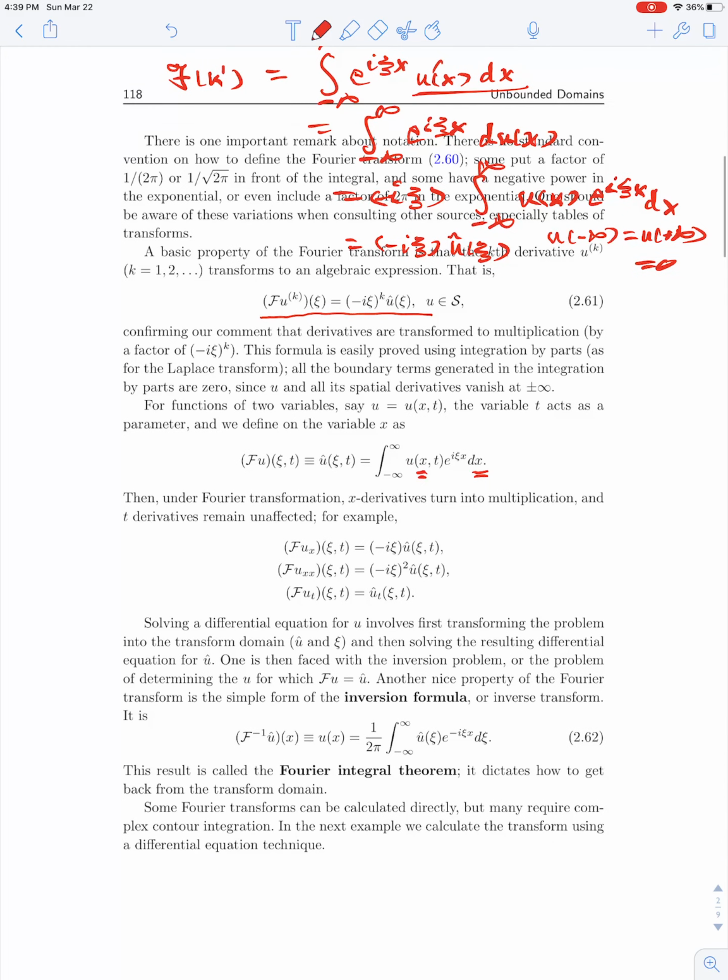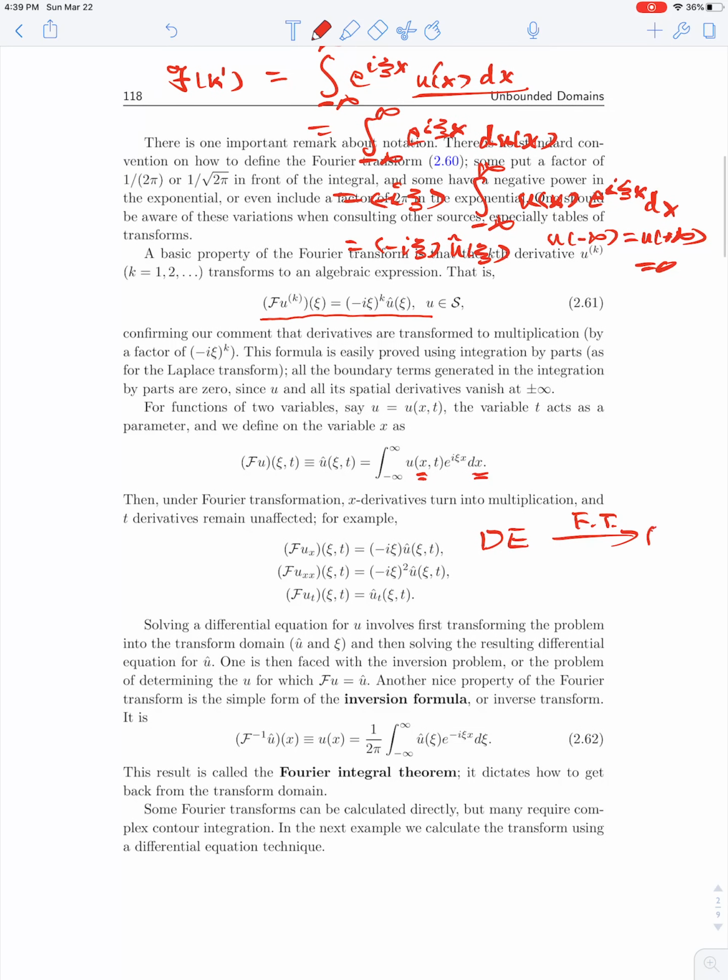Now, the idea is that you have a differential equation, and then you use a Fourier transform to transform it into an algebraic equation, and then you solve this. In the case of a PDE, this is an ordinary differential equation, and then you need to solve this, find a solution. After you solve this equation, on the right hand side you use the inverse Fourier transform to find the solution.